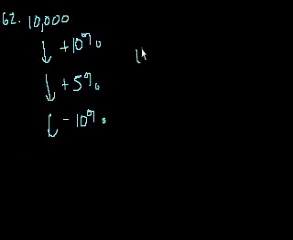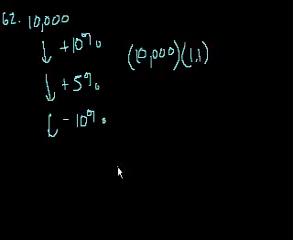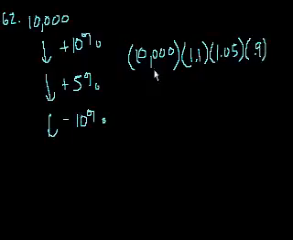So you start with $10,000. When you grow by 10%, that's the same thing as multiplying by 1.1, right? It's like 1 plus 0.1 times whatever. And then you grow by another 5%, that's like multiplying by 1.05. And then when you decrease by 10%, that's like multiplying by 0.9. So this is a little bit of math for us to do.